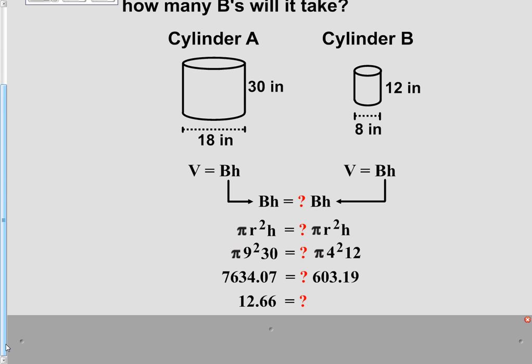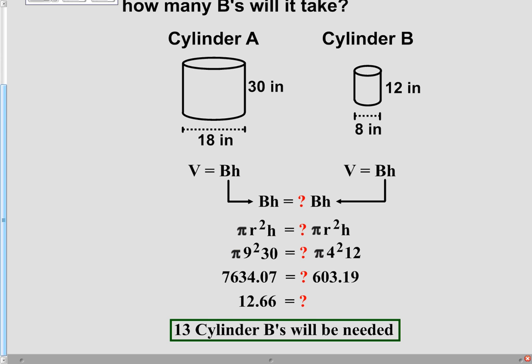Well, we don't get 2/3 of cylinders when it comes to trying to fill one area up with another. So we are going to need the next cylinder B to get the job done. So our answer is 13 cylinder B's will be needed.